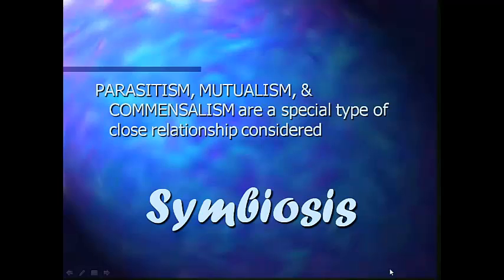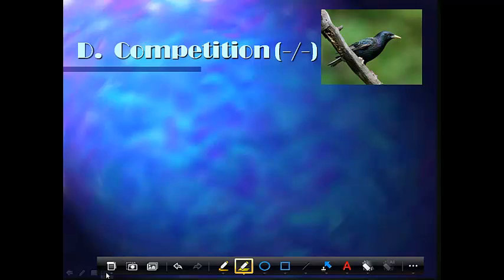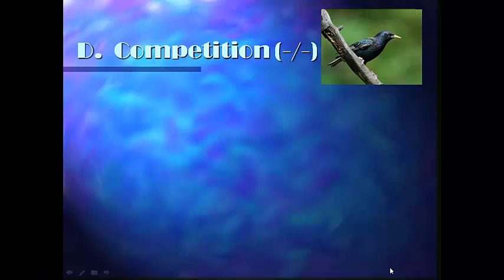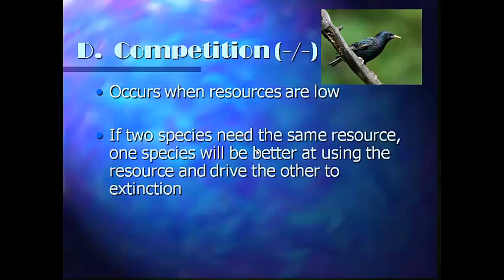All right, and then one more relationship I want to talk about that's not symbiosis, but it is a type of relationship between two different species, and that is competition. Competition is considered a negative interaction. You can see that there. The reason it's considered negative is that when resources are low, so there's not a lot of food or shelter, the two species will compete against each other for using that resource.